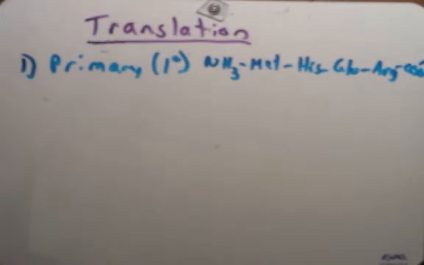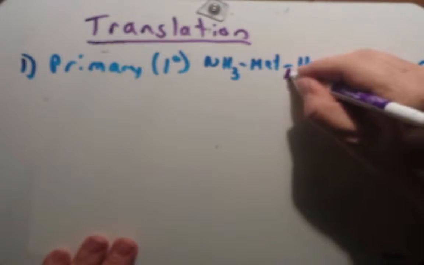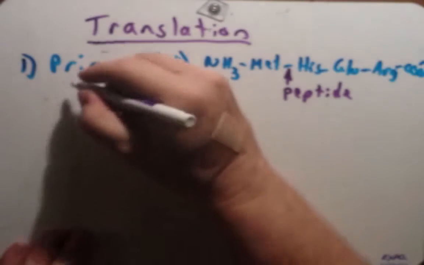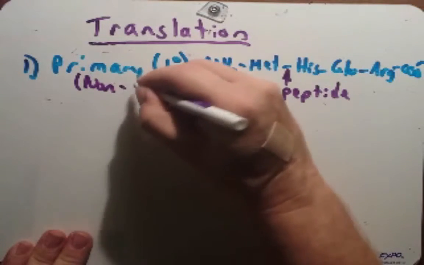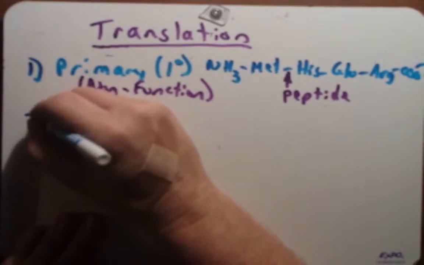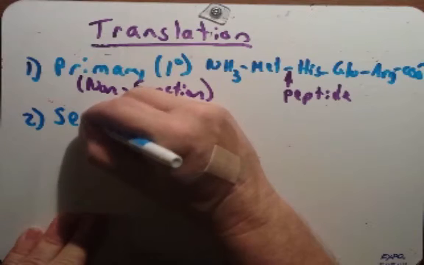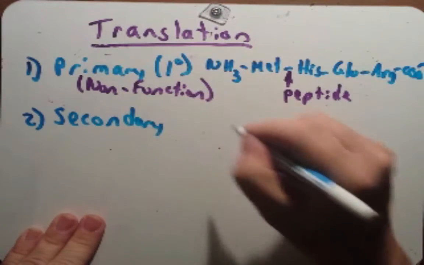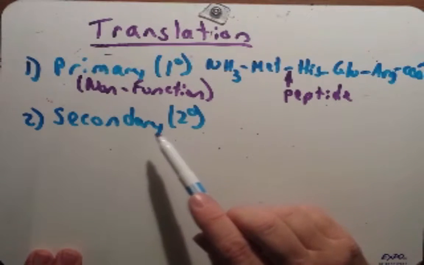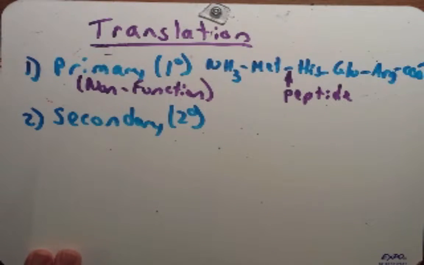It is defined, or held together, I should say, by these bonds, and these are called peptide bonds. The primary structure is non-functional. Next, let's talk about our secondary structure. It's important to remember that even though the primary doesn't have a function, its sequence helps dictate how the protein will fold into secondary and tertiary forms.